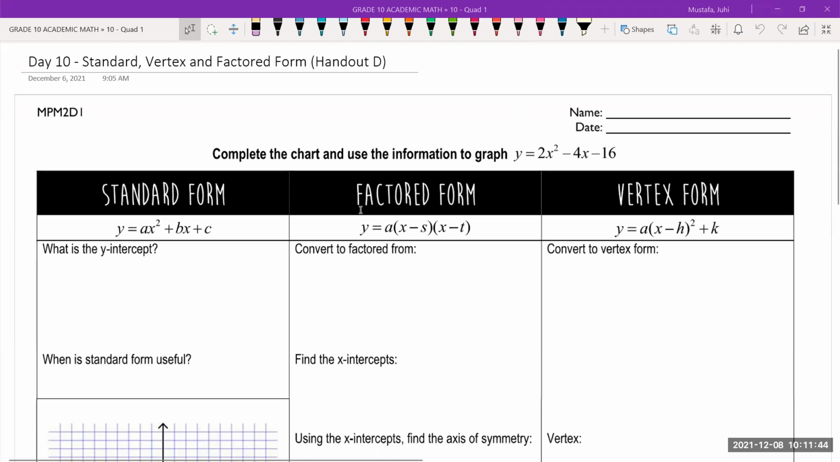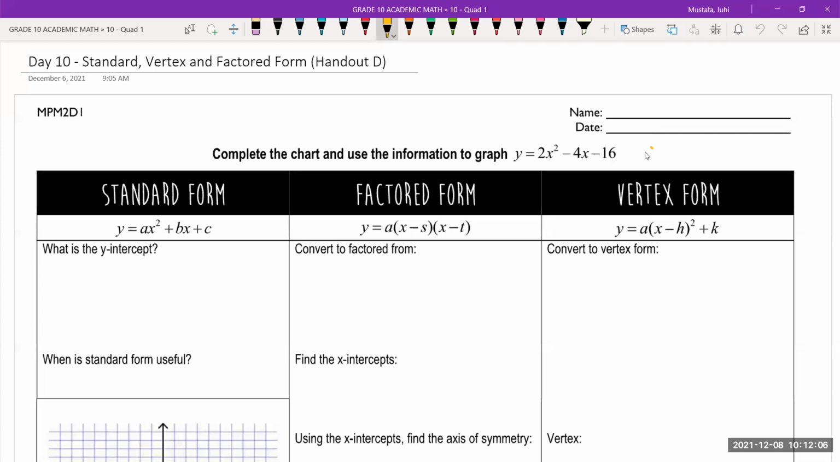Okay, so this question here is really going to help you prepare for the test on Friday. So let's do all the questions together. Complete the chart and use the information to graph. We have this equation here, y is equal to 2x squared minus 4x minus 16. You guys, what form is this in? Standard, vertex, or factored?